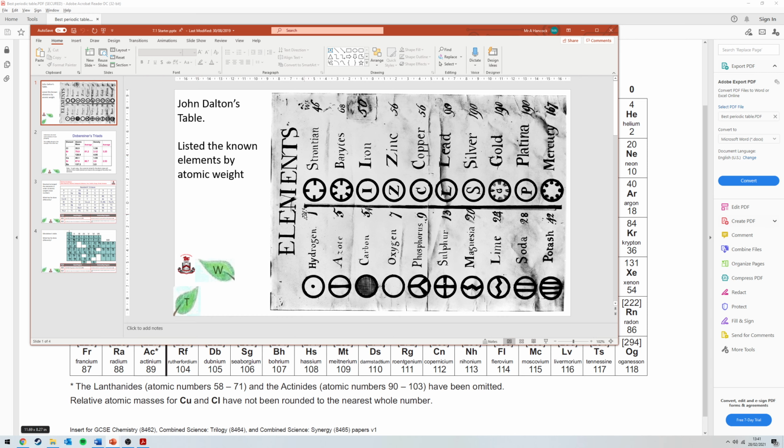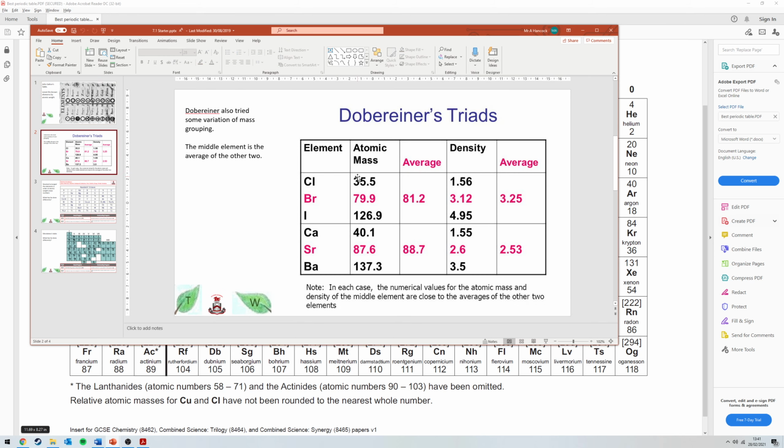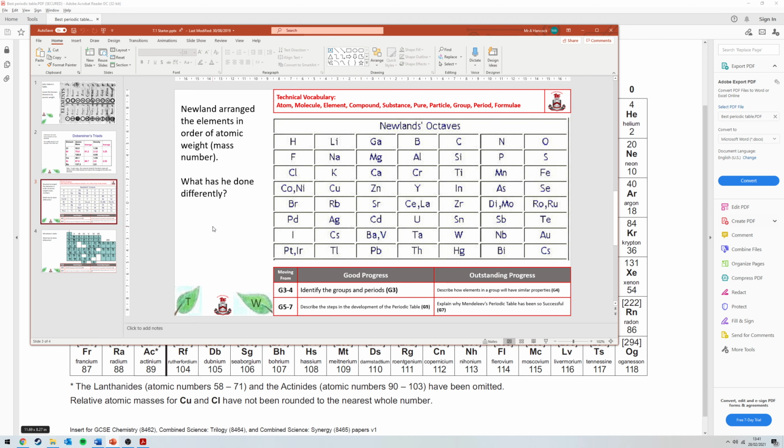So WT stands for weight, atomic weight. Dobereiner, he had its atomic mass, which is the same as atomic weight. So he was trying to order them by atomic mass, and he was trying to put them in triads so that the middle one was the average of all 3 of them. Newlands came along. Again, he did it by atomic weight, and he tried to put them in 8s, which is very similar to what our periodic table is.